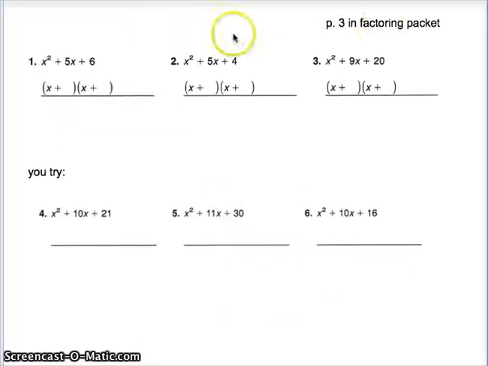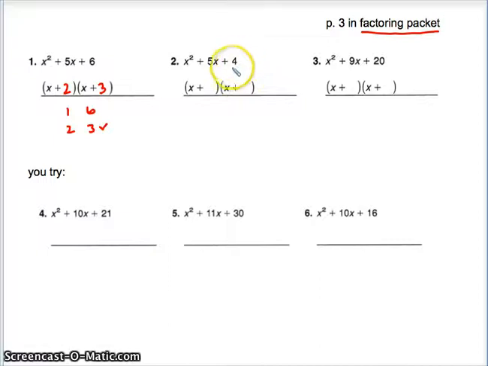If you turn to page 3 in your factoring packet, that's where you'll find these questions. They're numbered just like they are in your packet. So let's look at problem number 1. I need to find two factors of 6 that add up to be 5. I can list my factors if you want to. We got 1 and 6. We got 2 and 3. Boom, there they are. Okay, and again, we can FOIL to check our answer.